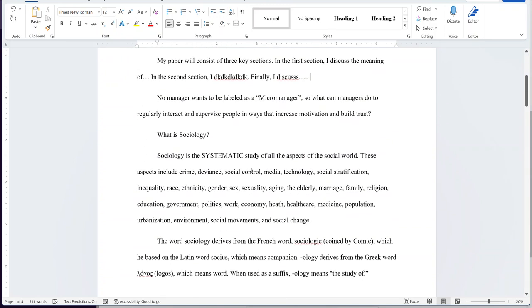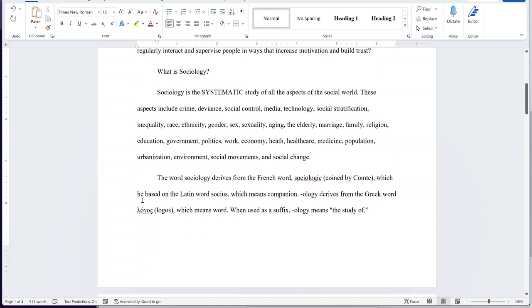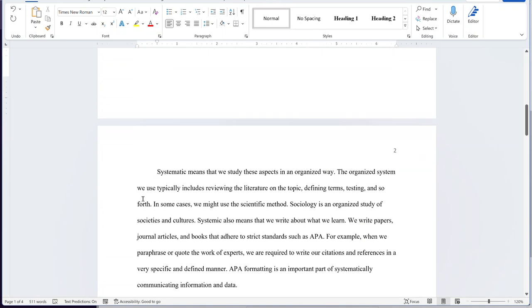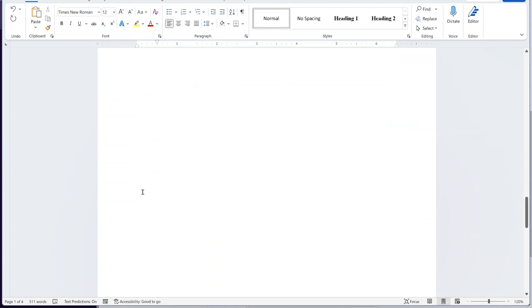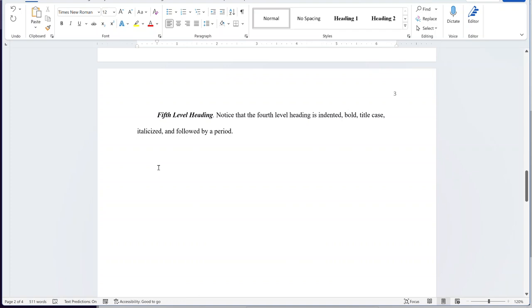And then you go through and you do this. Create section 1, section 2, section 3, section 4, however many sections you're going to write. Then at the end, you go to the end of your paper and you write conclusion. And that's a second level heading.